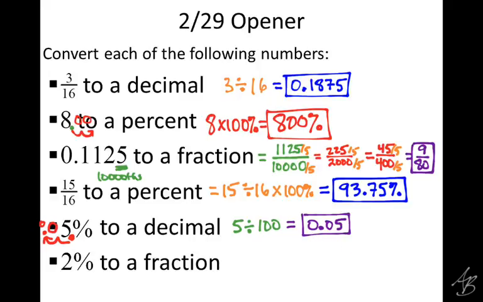All right, last one, 2% to a fraction. What does percent mean again, everybody? Out of 100. So 2% means 2 out of 100. How do I write 2 out of 100 as a fraction? 2 over 100. And is that my answer? What can I do with that?